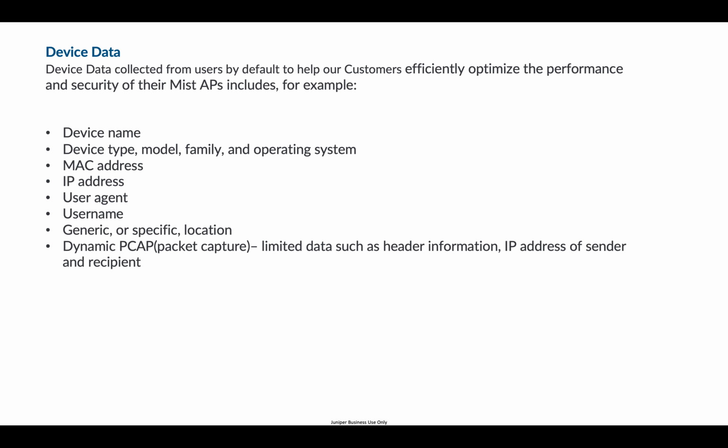One more slide that I want to show you is what data we collect and store in the Mist cloud. So this is the list of things that we collect from the client. It's a device name, the device type, operating system, MAC address, IP address, user agent, username, generic or specific location of the user, and dynamic PCAP. Again, as I said, in dynamic PCAP, we take the header information, the IP address of sender and receiver. We do not need the user data at all, right? So this is something which is captured.